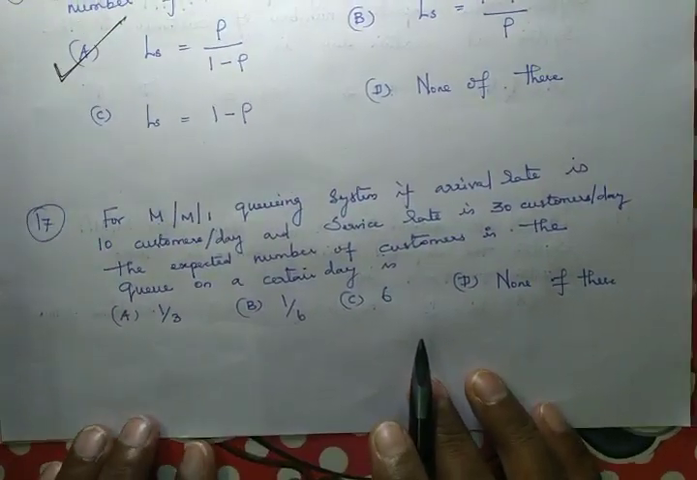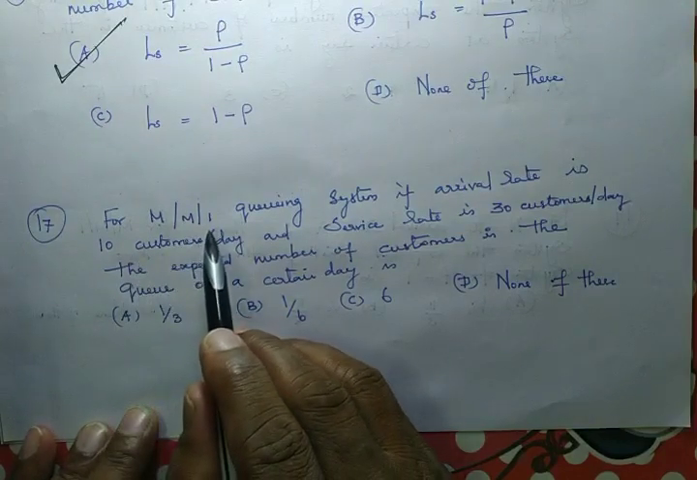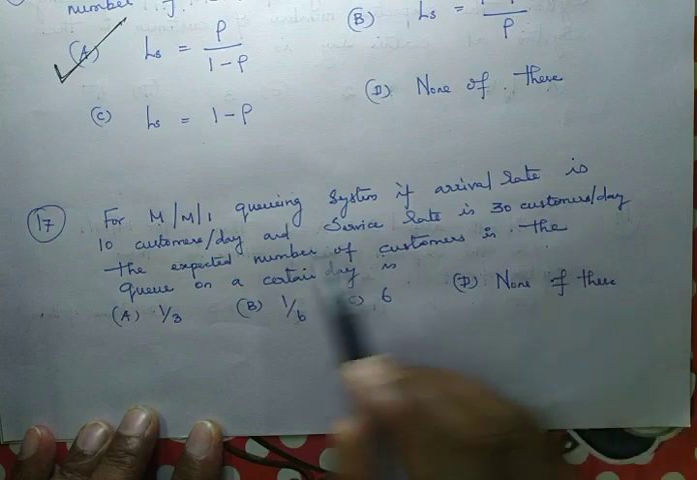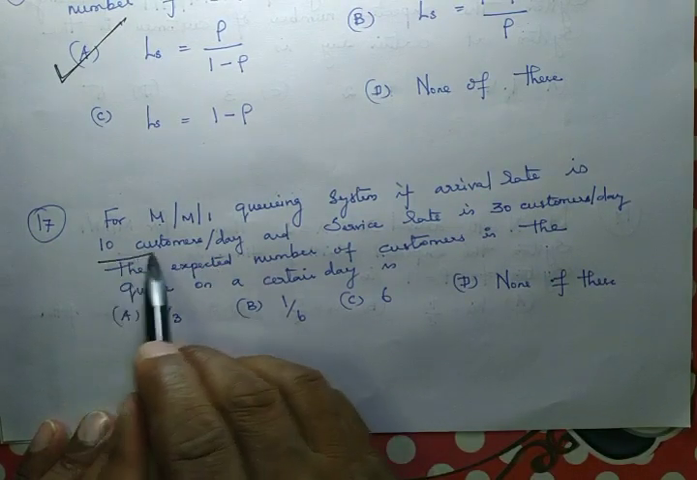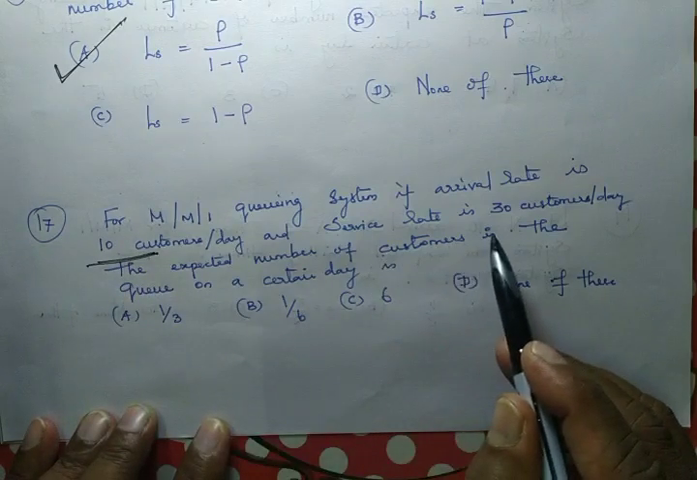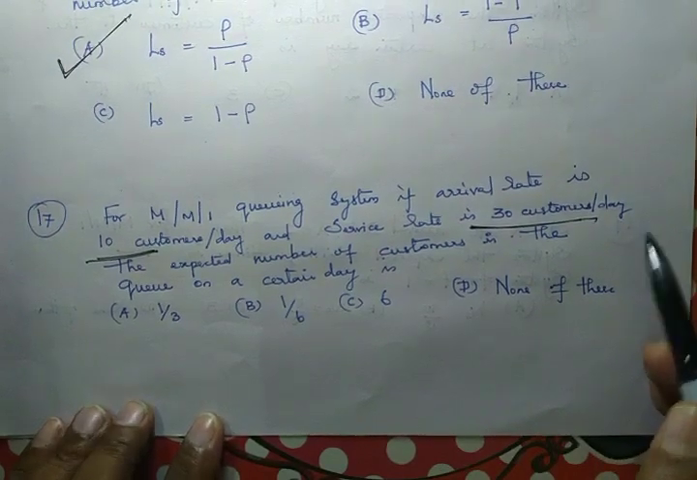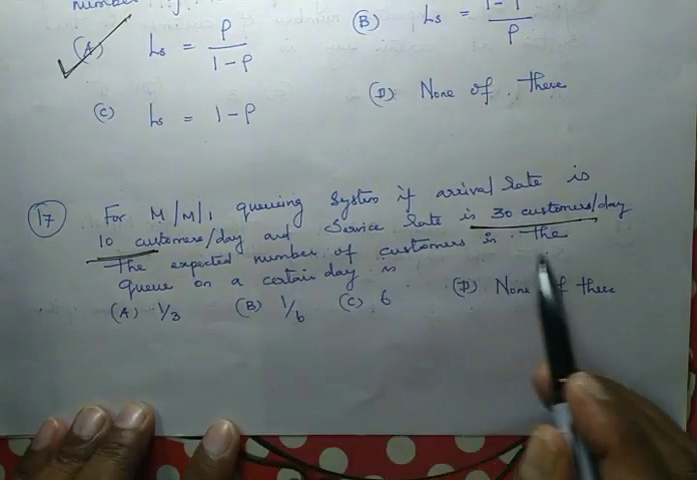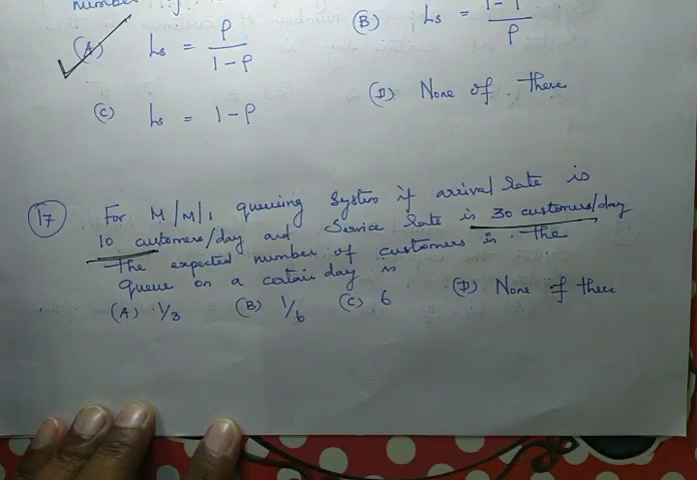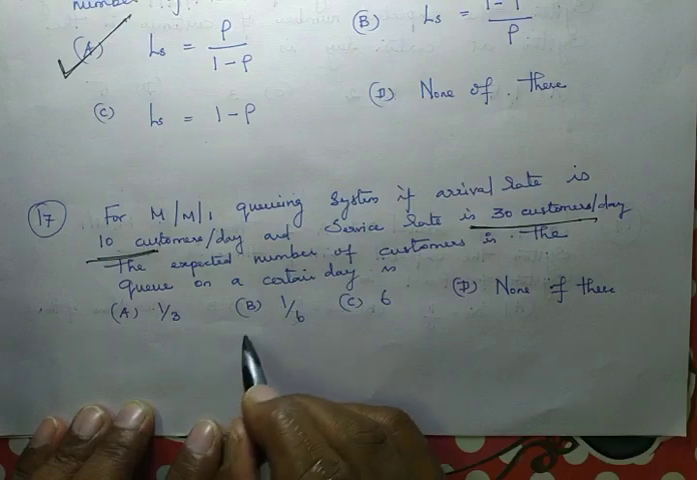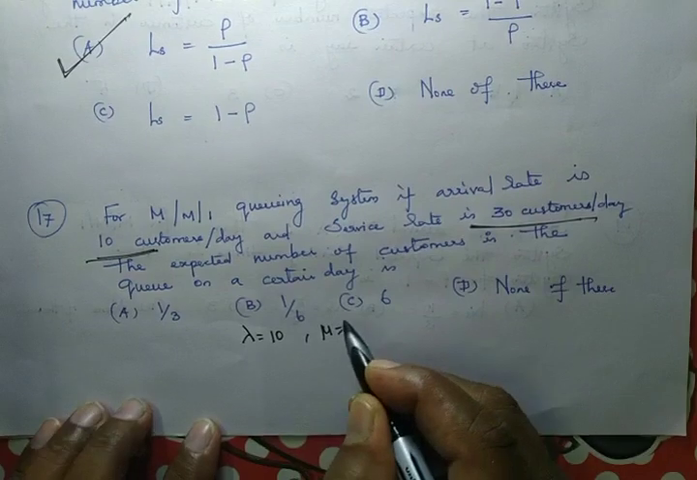Next one, for the M/M/1 model, a single server queuing system: if the arrival rate is 10 customers per day, and the service rate is 30 customers per day, the expected number of customers in the queue on a certain day is what? Expected number of customers in the queue. The given arrival rate, lambda, is 10, and mu is 30.